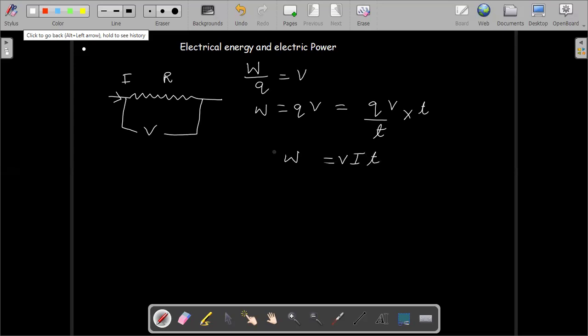Am I correct here? The amount of work done by the charges when a current I flows through a resistance for a time T is given by VIT. Is it correct? Yes, sir.